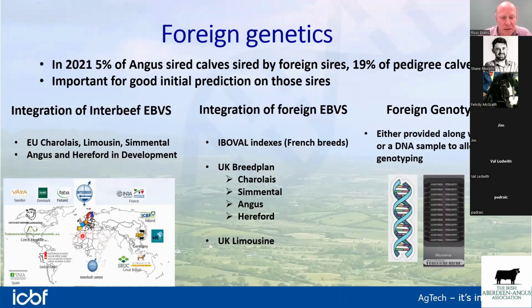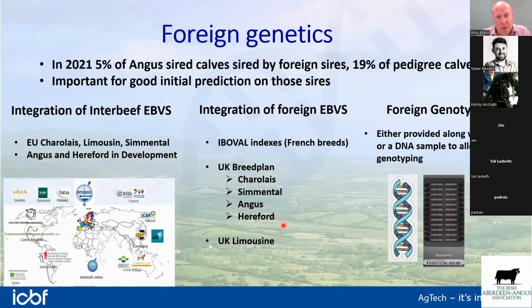And you can just see some of the countries that are represented in colour down here, mainly Europe, but starting to collaborate now with, let's say, Australia and New Zealand. Also, we have a two-way sharing of EBVs with some countries' specific evaluations, such as the IBOVAL indexes for the French breeds coming from France, but also in the context of UK BreedPlan for Charolais, Simmental, Angus and Hereford.